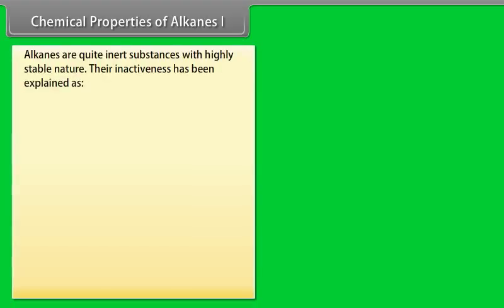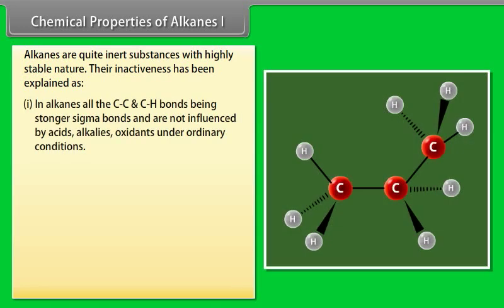Chemical properties of alkanes, part 1. Alkanes are quite inert substances with a highly stable nature. Their inactiveness has been explained as follows. Number 1. In alkanes, all the carbon-carbon and carbon-hydrogen bonds are strong sigma bonds and are not influenced by acids, alkalis or oxidants under ordinary conditions.